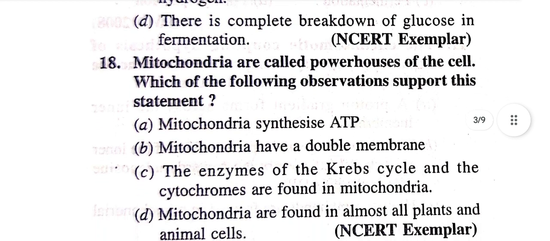Then mitochondria are called the powerhouse of the cell. Which of the following observations supports this statement? Mitochondria synthesize ATP. Mitochondria have a double membrane. The enzymes of Krebs cycle and cytochromes are found in mitochondria. Mitochondria are found in almost all plant and animal cells. So here the correct answer is mitochondria synthesize ATP, because ATP is the energy currency. It provides energy and it is produced inside the mitochondria. So it is called the powerhouse of the cell.